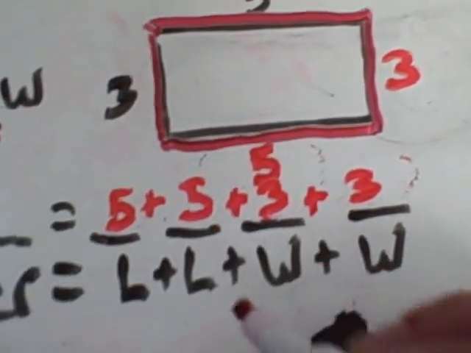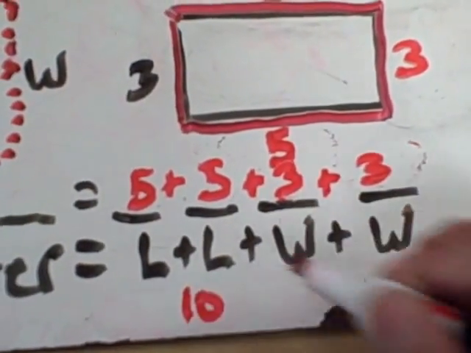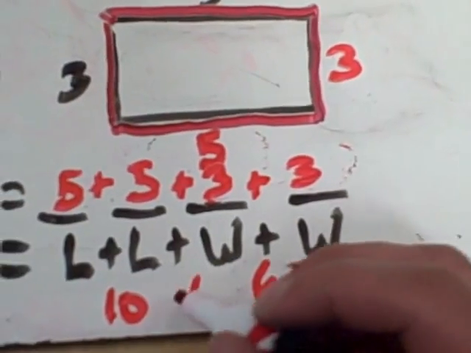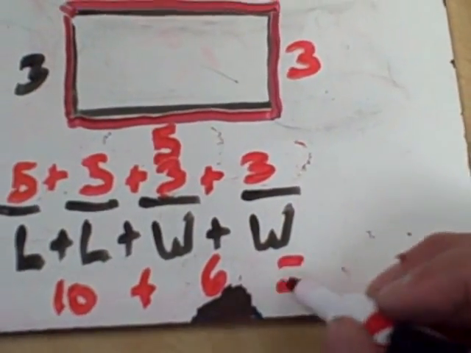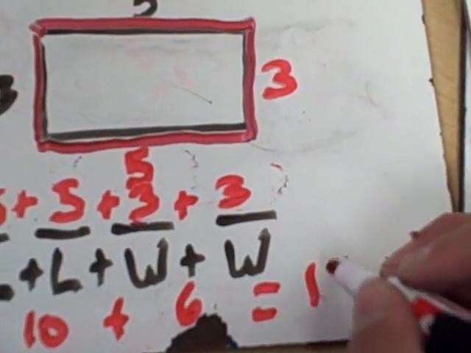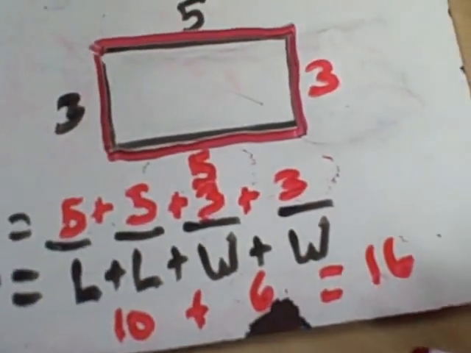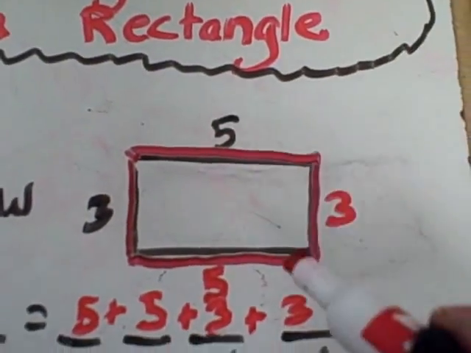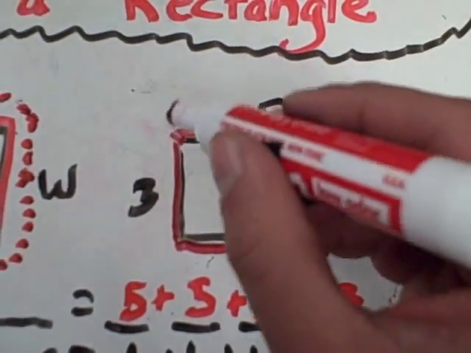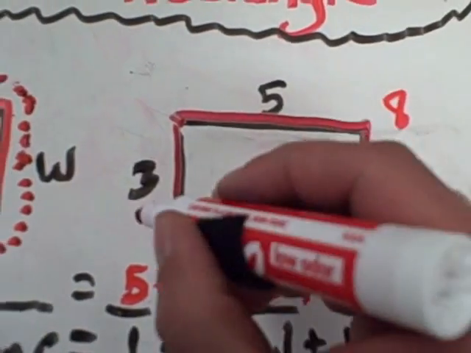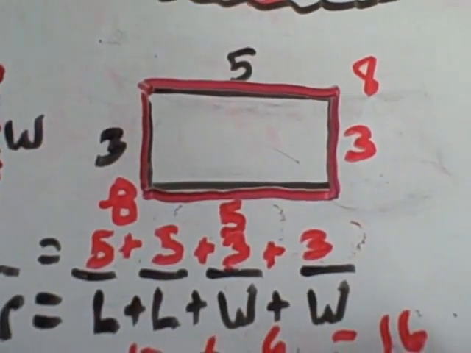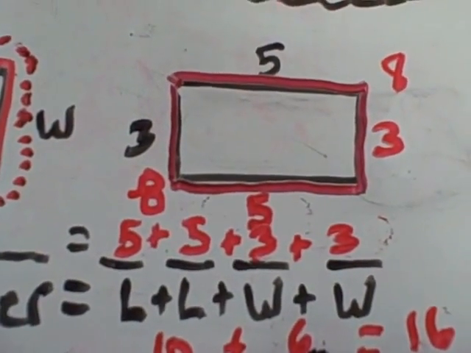5 plus 5 equals 10. 3 plus 3 equals 6. And if I add them up, 10 plus 6, I should get a perimeter of 16 units. And it would be the same thing if we did 5 plus 3, which is 8, and 3 plus 5, or 5 plus 3, which is 8. Because we know that 8 plus 8 equals 16. So the perimeter is 16.